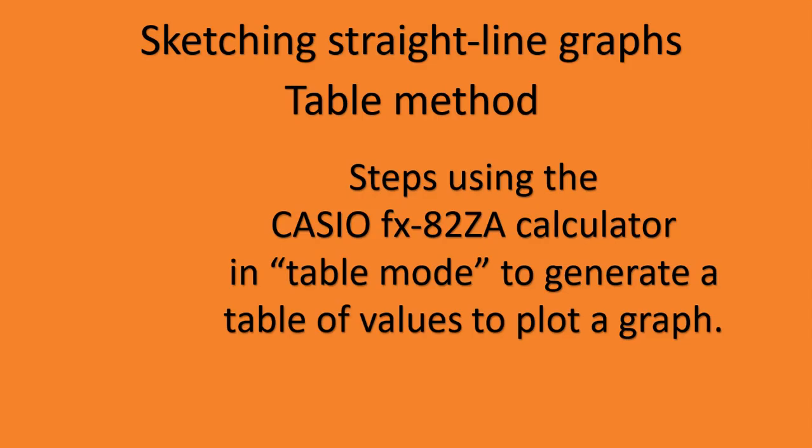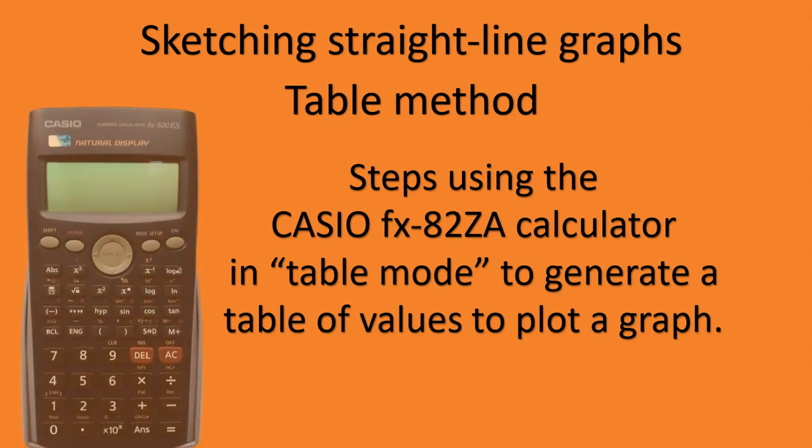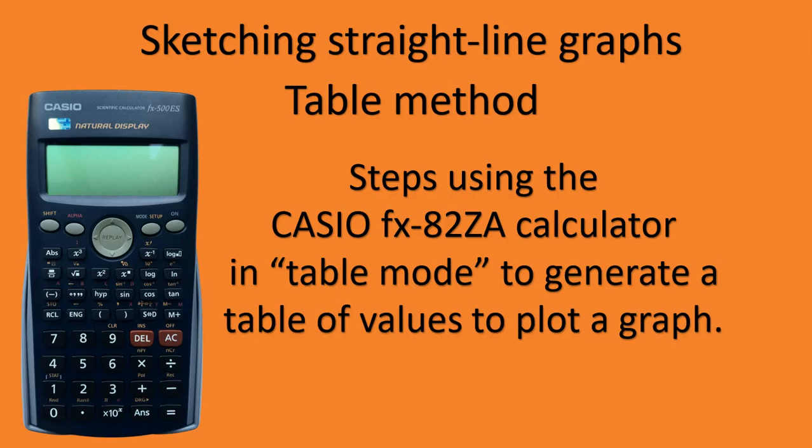We are using a Casio FX82ZA calculator, and we are going to give you the steps on how to program this calculator to get the table for your straight line graph. Now first of all, this is what the calculator looks like. It's our Casio FX. So if you use any other calculator, you must look at your instructions. We are only using this Casio FX calculator to show the table method.